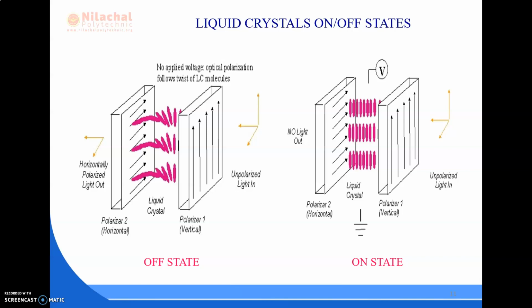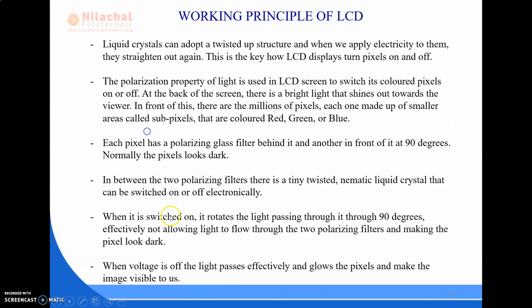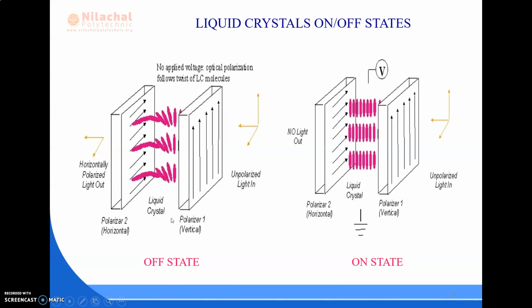So here is the liquid crystal on and off state, in which the liquid crystal molecules are already in a tilted form when there is no voltage provided. So after crossing the vertical polarization, light can move and cross through the horizontal polarization too. But in the on state, the crystal molecules are aligned straight so that the light cannot pass and we are not able to see the image.